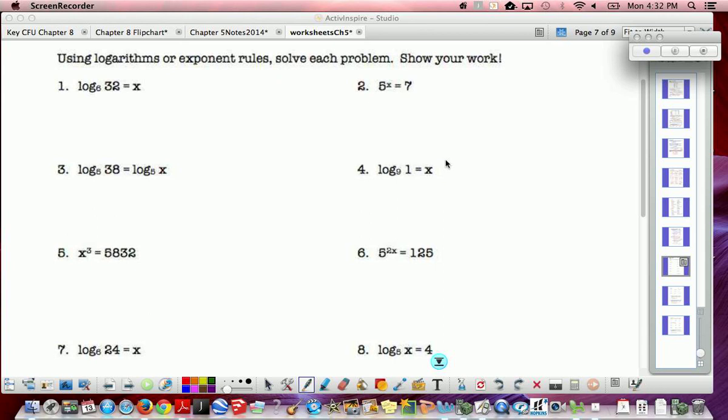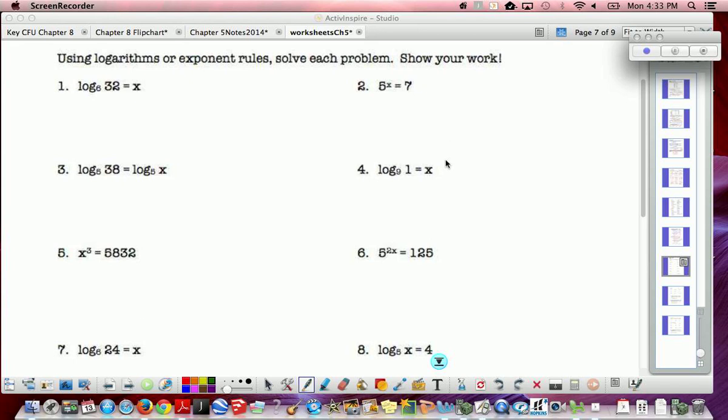Alright, let's take a look at your 5.61 worksheet based on logarithms. With this one, you've got to remember, if it's in log form, put it in exponential form. If it's in exponential form, put it in log form. You might be able to solve it one way or the next, or just be able to figure out the answer right away. So when I look at the first one, I see that it is in log form.